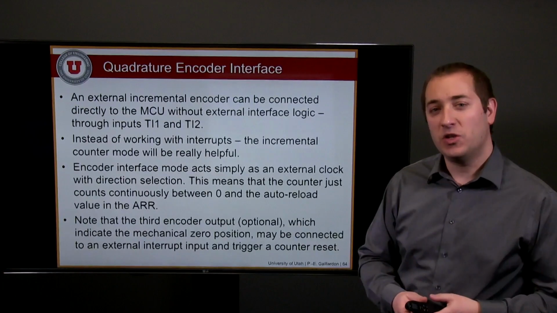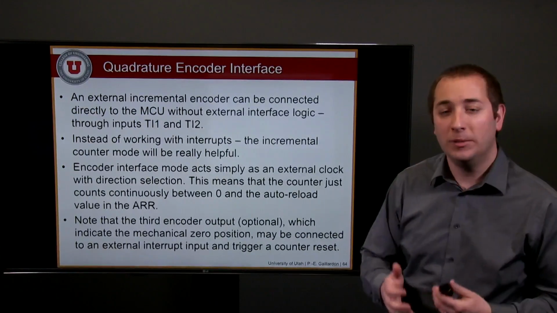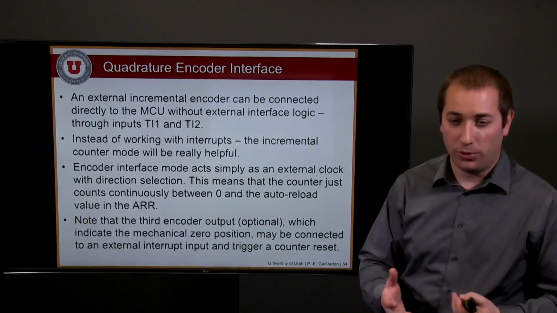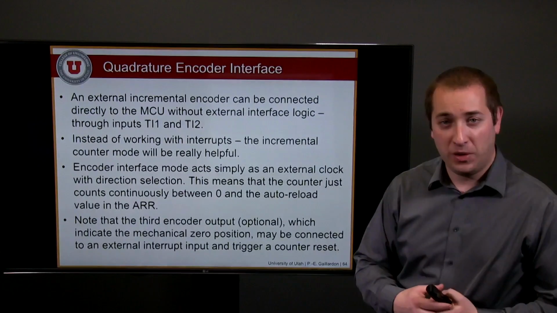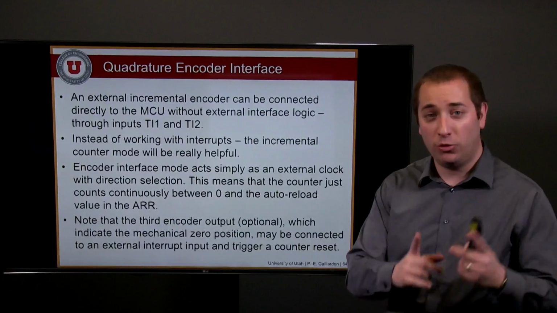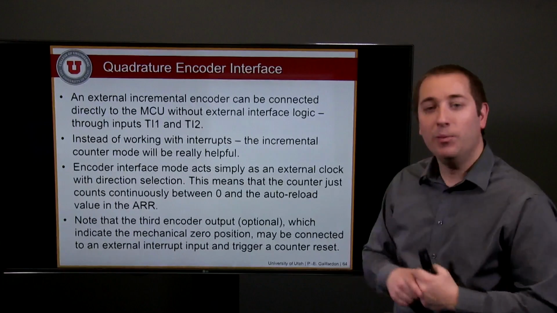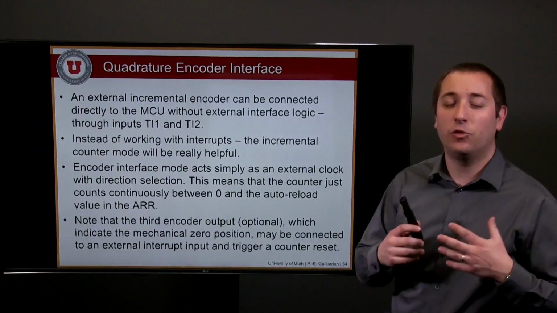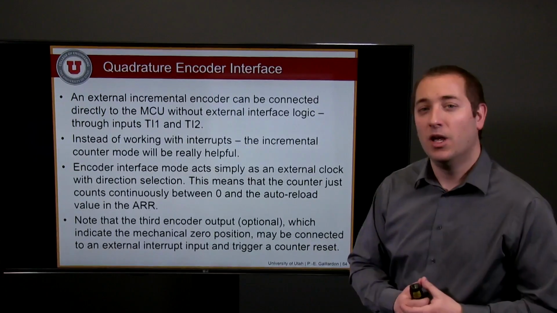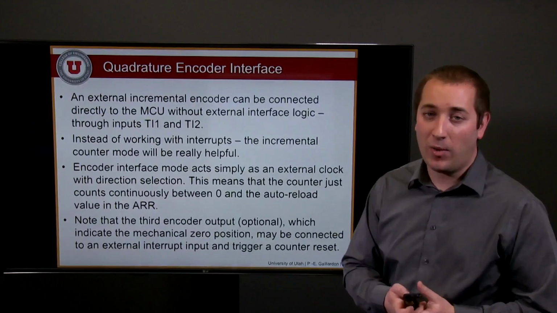The Quadrature interface actually takes two inputs from your MCU and connects them straight to a little bit of logic inside of your MCU that will in turn control your counter. That's a very useful feature, as I said, for a motor interface, where instead of using interrupts to deal with the phase difference between your signals, you will be able to simply control everything in hardware, making things extremely simple to monitor the speed as well as the position, as well as the direction of a motor.